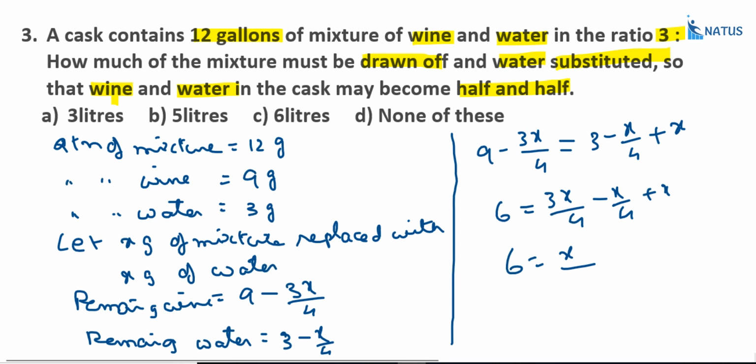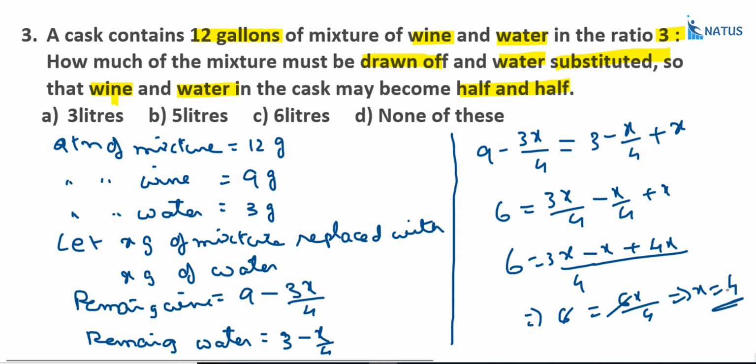So this is 6 is equal to (3x minus x plus 4x) by 4, right? So this implies 6 is equal to 6x by 4, 6 gets cancelled, that implies what is the x? That is equal to 4 gallons. What is the answer? Option is none of these.